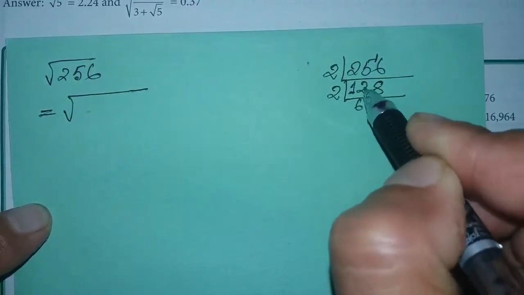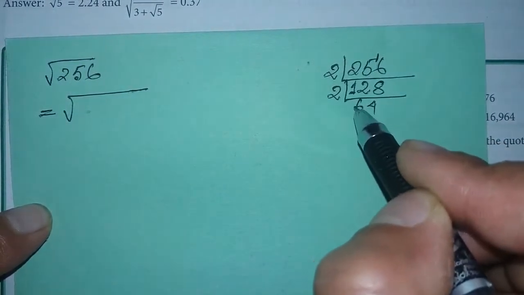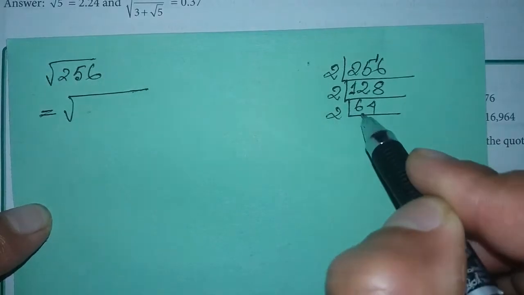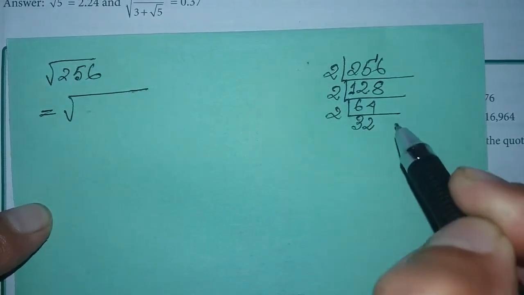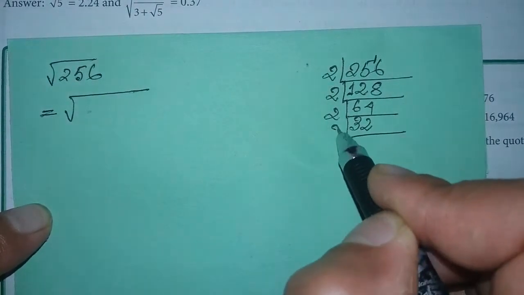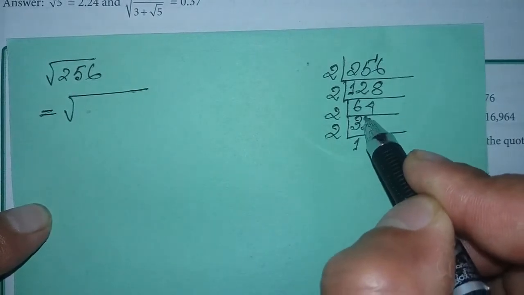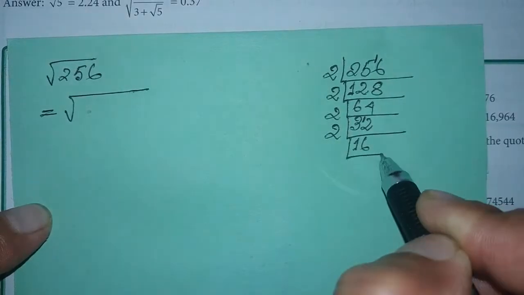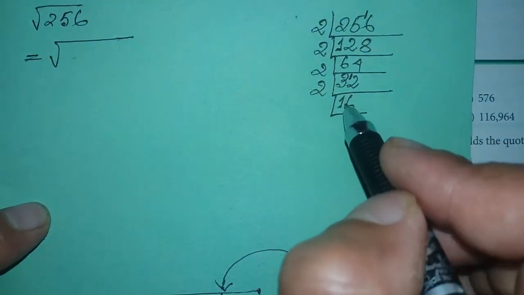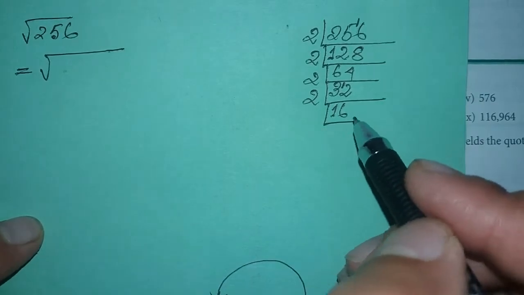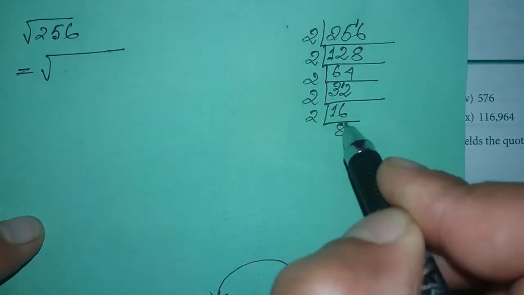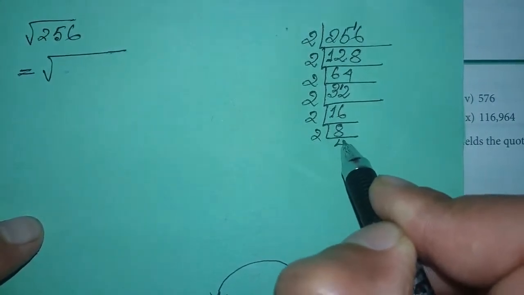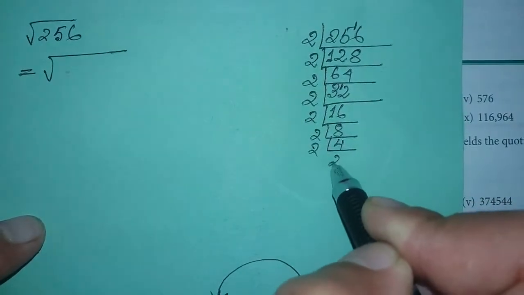2 6s are 12, 2 4s are 8, 2 3s are 6, 2 2s are 4, 2 1s are 2, 1 remainder here. 2 6s are 12. Now 2 8s are 16, 2 4s are 8, and 2 2s are 4.